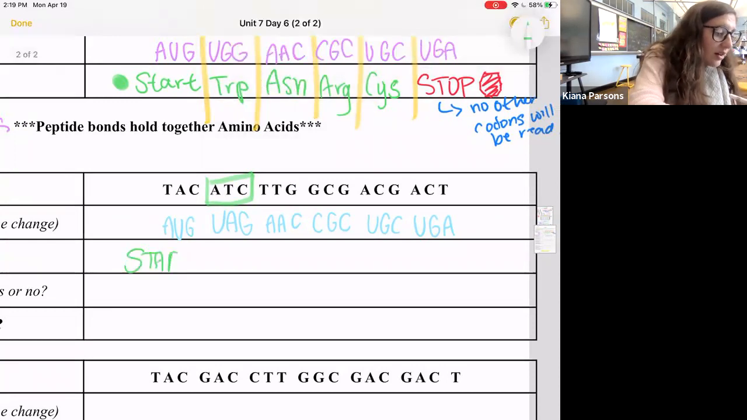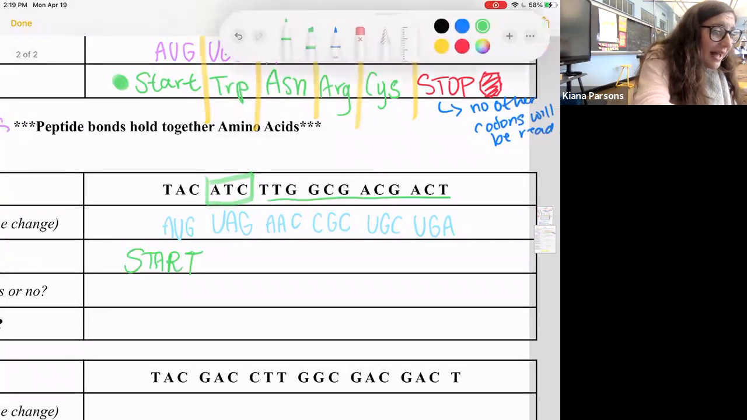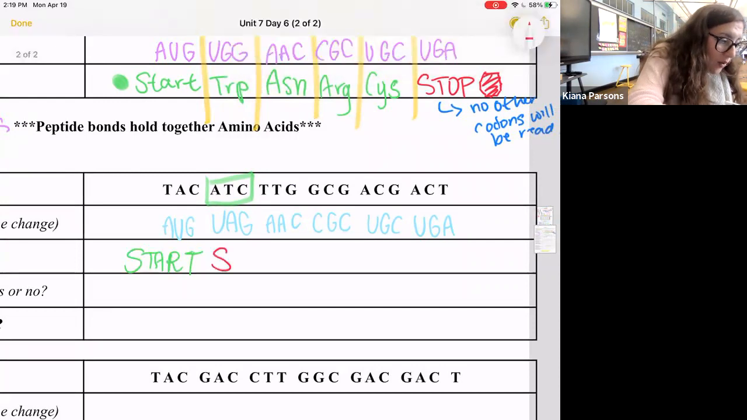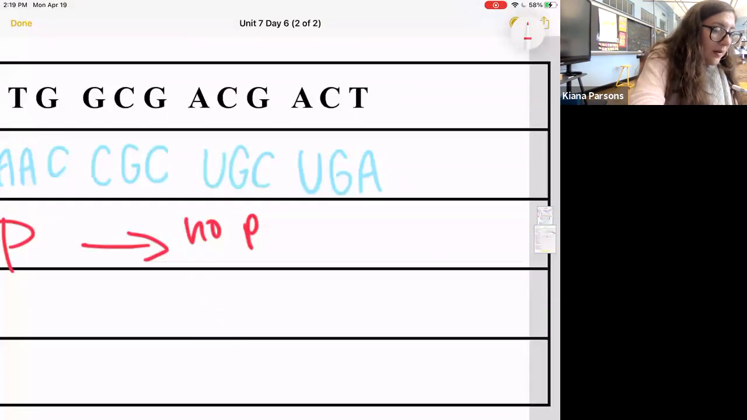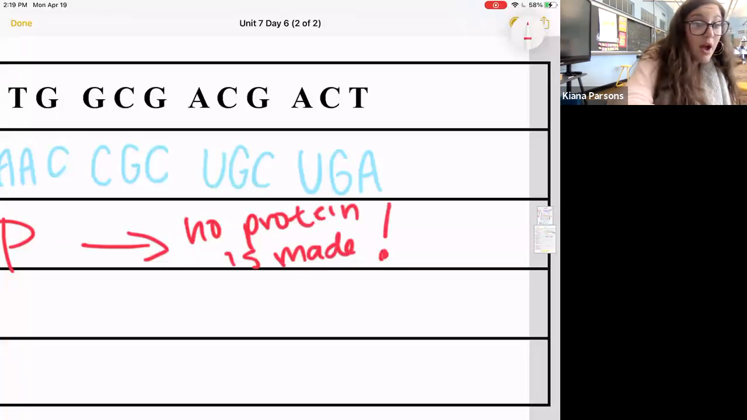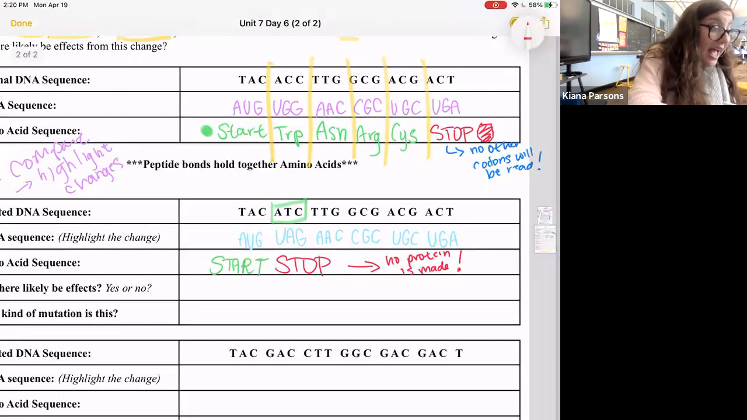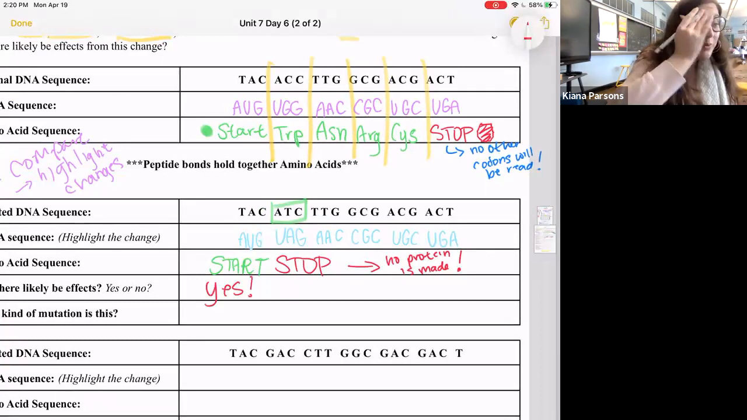And then even though all of these were the same, it doesn't matter because our second codon is a stop codon. So start, stop, that means no protein is made. That is a problem. Will there likely be effects? Yeah. No protein was made.